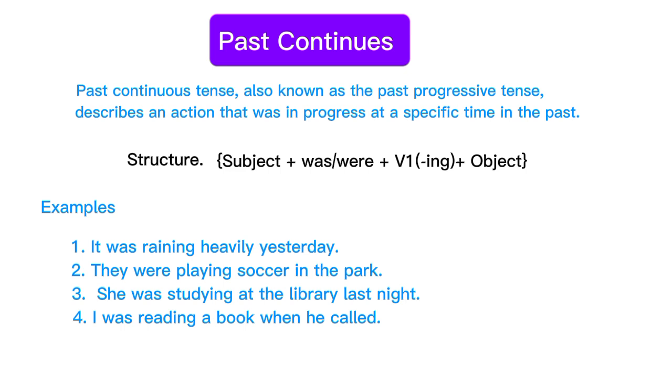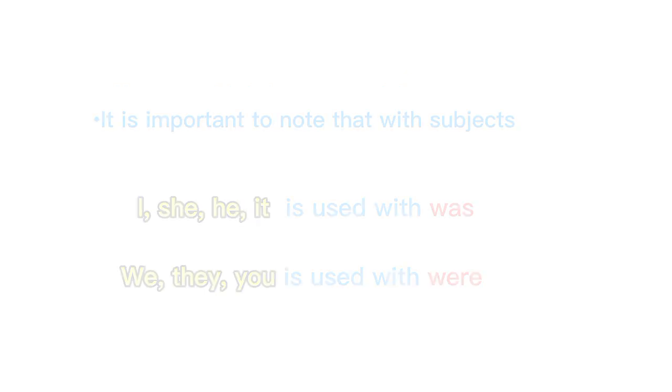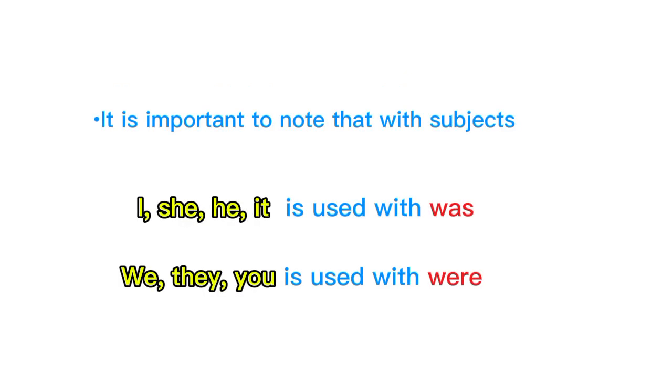She was studying at the library last night. I was reading a book when he called. It is important to note that with the subjects I, she, he, it, we use was. We, they, you are used with were.